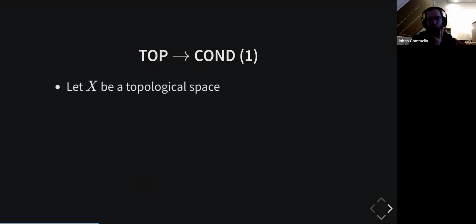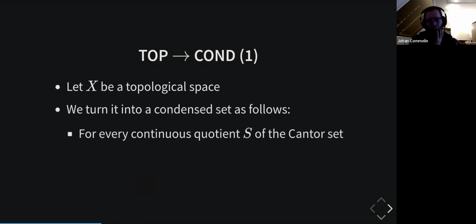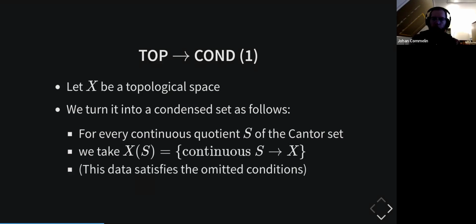So if X is a topological space, can we somehow turn it into a condensed set? And the answer is yes. So we have to give this data for every continuous quotient of the Cantor set. And we just take it to be the set of continuous functions from S to X. And the claim is that if you do this for every continuous quotient, then you get the collection of data that we needed in the definition, and it had to satisfy these sheaf conditions. I claim that works, but I'm not going to say anything about it.